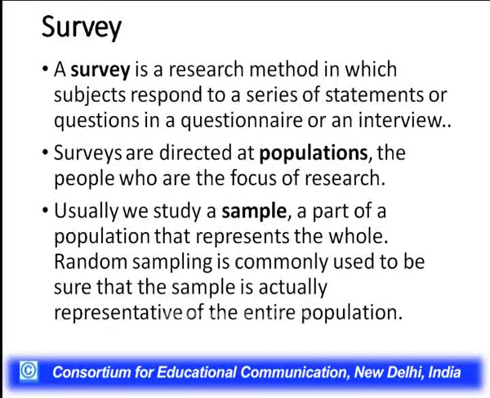So then we try to understand only two types of quantitative method. One is survey and the other is the experiment. A survey is a research method in which subjects respond to a series of statements or questions in a questionnaire or an interview. Surveys are directed at population, the people who are the focus of research.